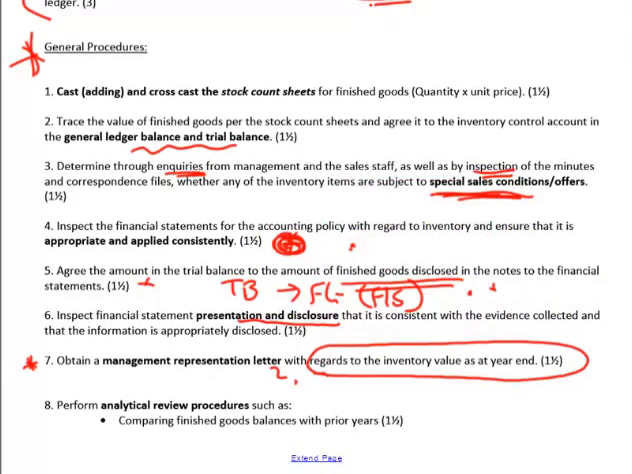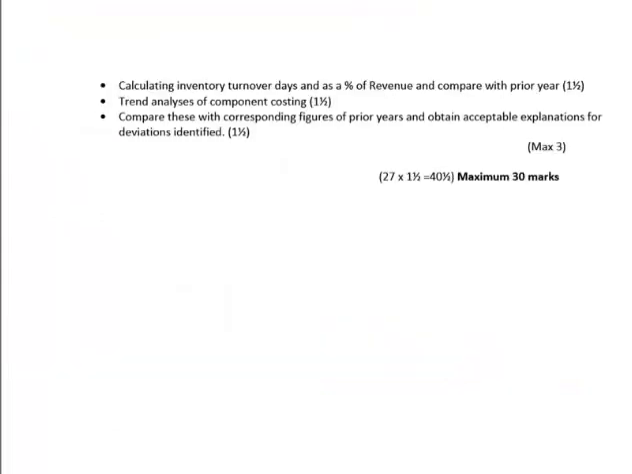Okay, number 8, perform analytical procedures such as comparing finished goods balances with the prior year. So when we talk about analytical procedures, just make sure you give a few examples. Don't just say perform analytical procedures. Okay, they're going to want to know what analytical procedures, why, how, etc. So compare finished goods balances with prior year, or calculate inventory turnover days as a percentage of revenue and compare that with the prior year. Perform trend analysis of component costing. So compare the cost of your raw materials from last year to this year, labor last year to this year, and compare all of these with the corresponding figures of prior years and obtain acceptable explanations for any deviations.